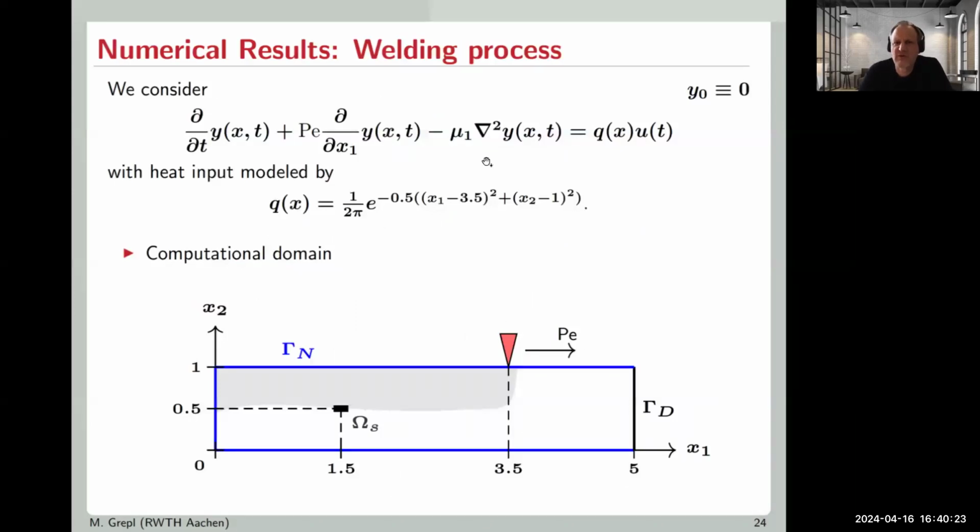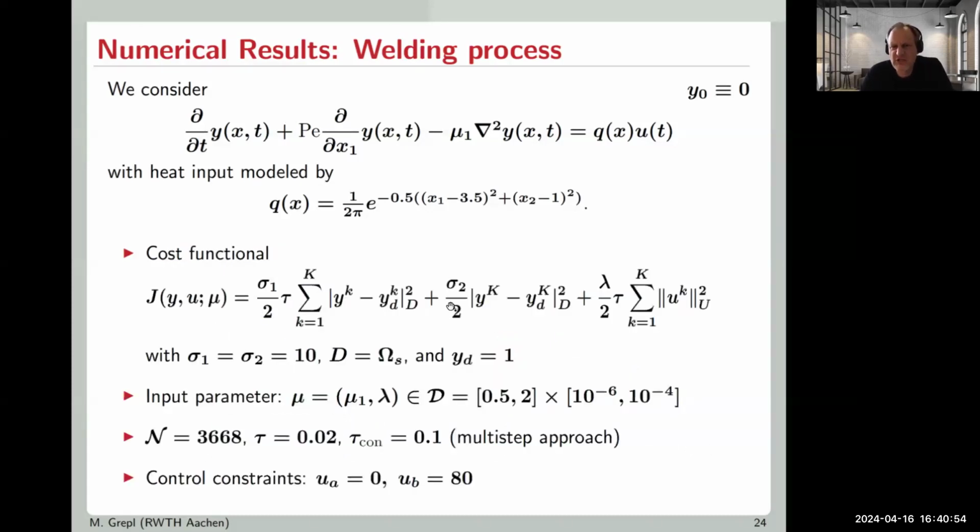Second problem, a little more complicated, is a welding process. Here the temperature is governed by a convection diffusion equation. We have a welding torch, which runs over the workpiece, and we do a coordinate transformation to obtain a convection term in our model. So the torch is stationary, and we introduce an artificial velocity field. We have a diffusion term and the heat input from this welding torch, which is modeled by a Gaussian function.